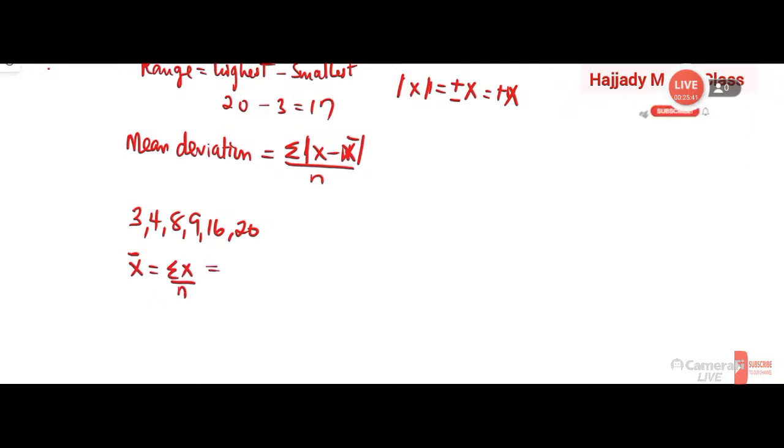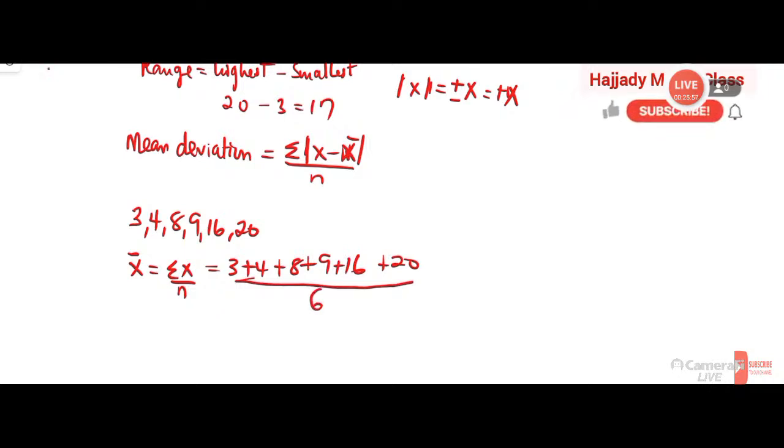So we are going to have 3 plus 4 plus 8 plus 9 plus 16 plus 20, everything over how many observations? 1, 2, 3, 4, 5, 6. We have 6 altogether. So calculating the mean of this, so we have our mean, which is the same thing as x bar, to be equal to 3 plus 4, 7, plus 8 and 9, we have 15, plus 25, which is 40, plus 20, which is 60, over 6.